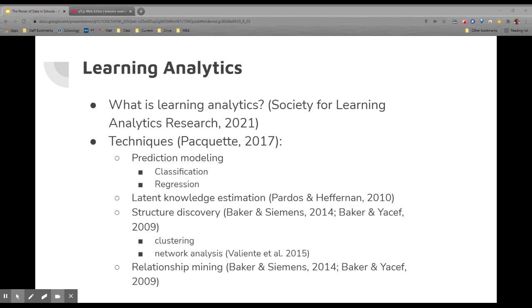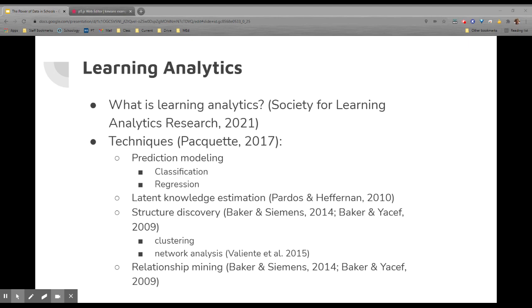Another very useful group of techniques is called structure discovery, which is used when the analyst is merely trying to discover underlying patterns that are not yet known. So maybe the researcher or the administrator, the teacher, whoever is doing this, doesn't exactly know what it is they're looking for, but they just want to pull out some kind of pattern or trend from the data. There are several specific techniques that make up structure discovery.